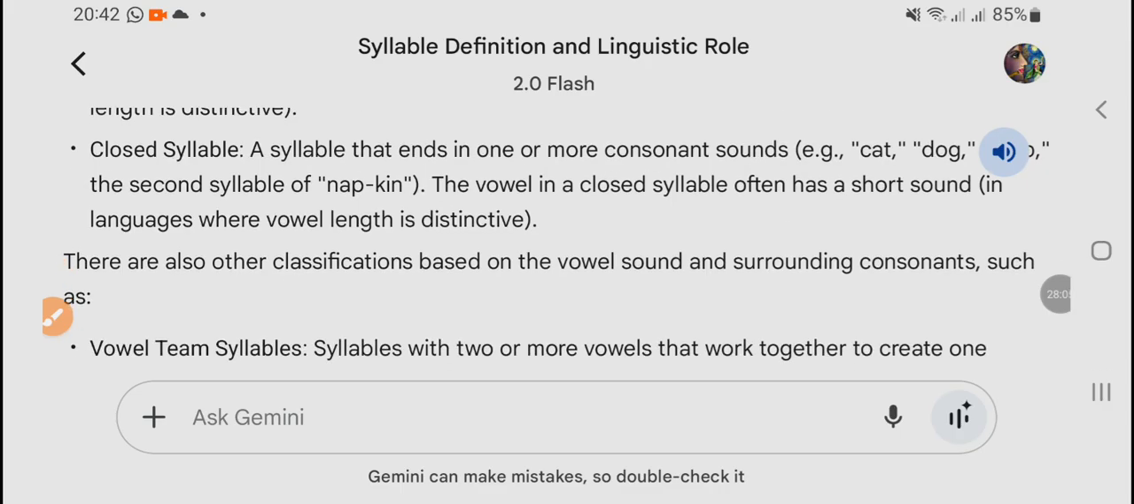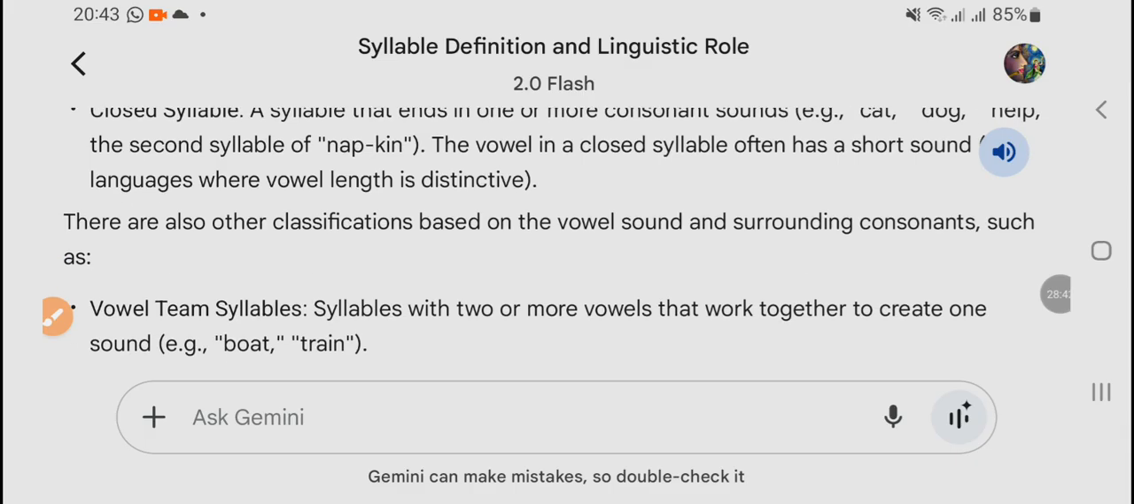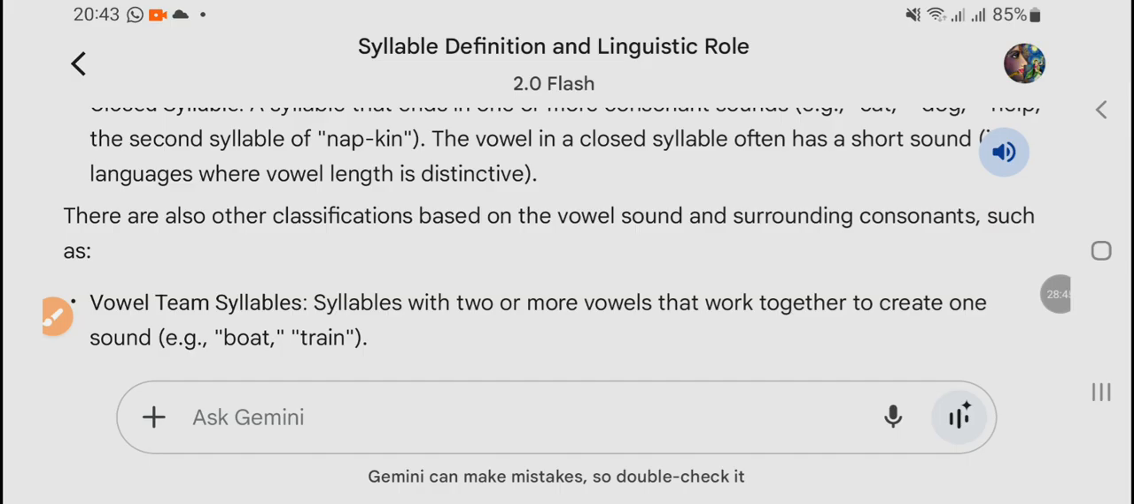The second syllable of napkin, these are the closed syllable. Why? Because this way you can remember, a syllable that ends with the consonant is called closed syllable, right? Again I'm reminding you, don't think just for spelling but sound. So the word which ends with the consonant sound is called closed syllable. Here are examples: cat, dog, help, napkin, right?